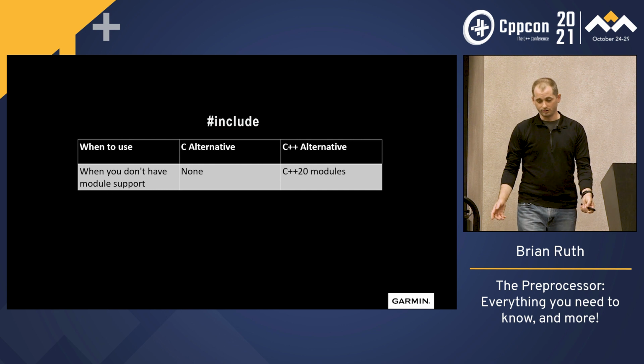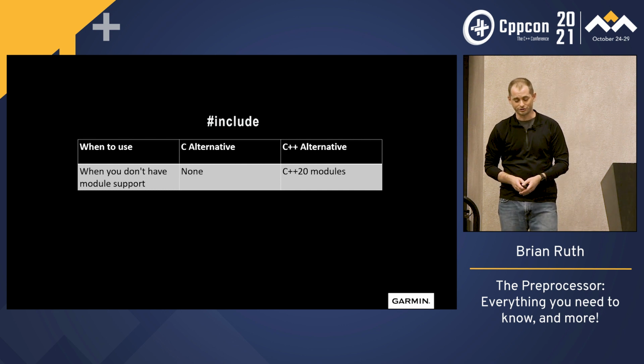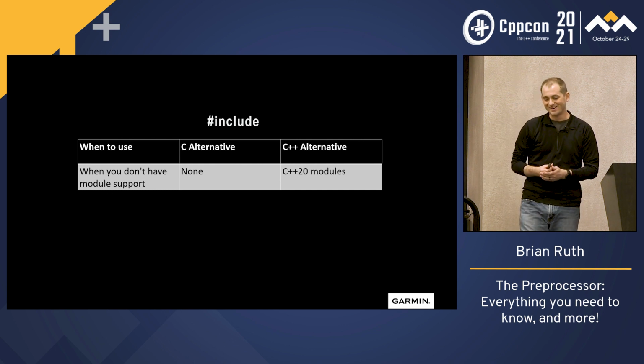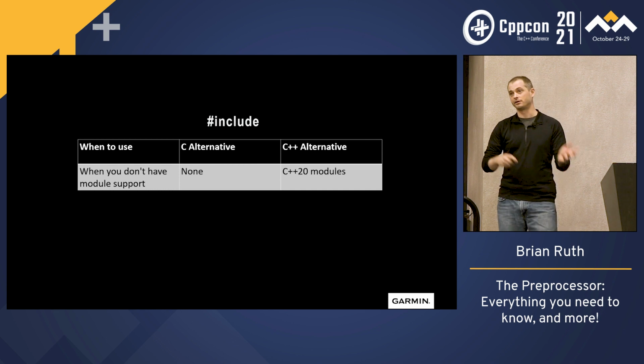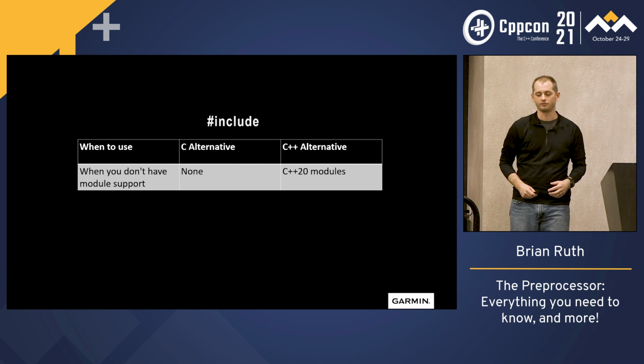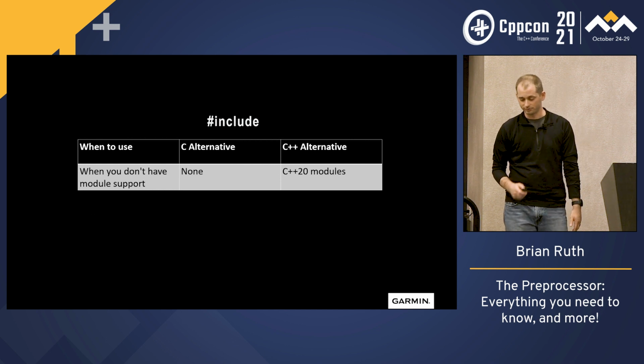So include, when to use, when you don't have module support, which right now is a lot. And the C alternative, none, is the only way to do it. And C++20 modules. And then in C++23, like I said, you'll be able to include standard headers.